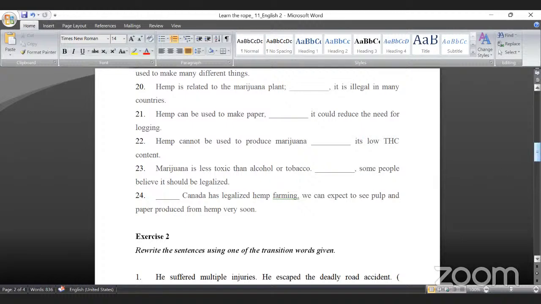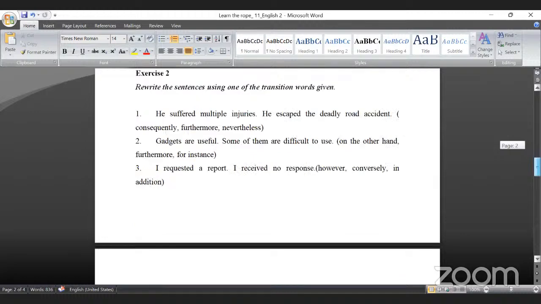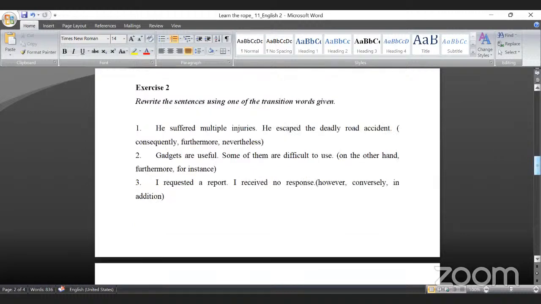All right. Now, the second one is rewriting sentences using one of the transition words given in the bracket. First one is, he suffered multiple injuries. Second sentence, he escaped the deadly road accident. You need to connect both of these sentences using the transition words.